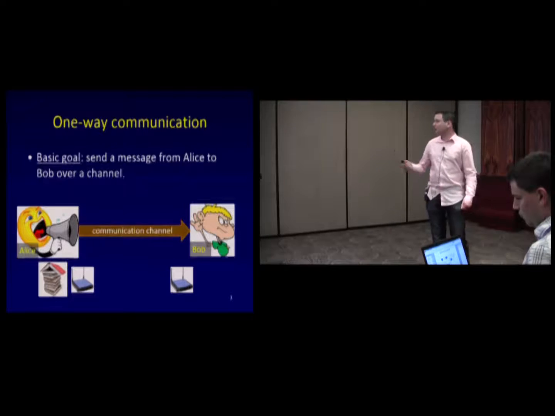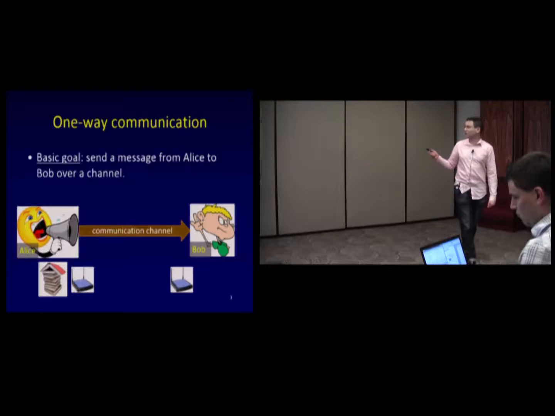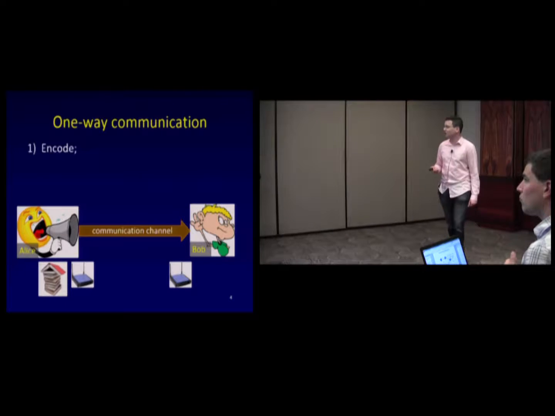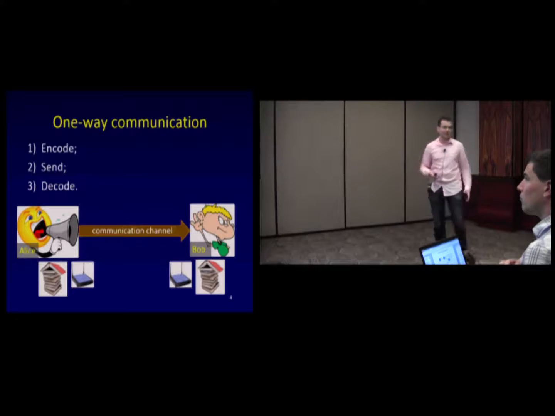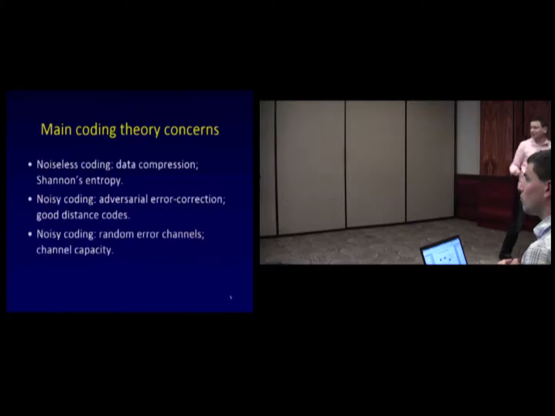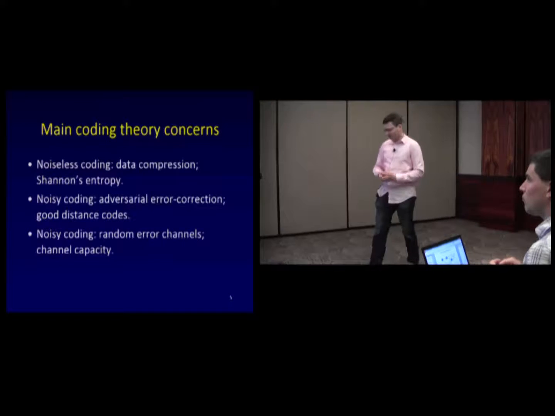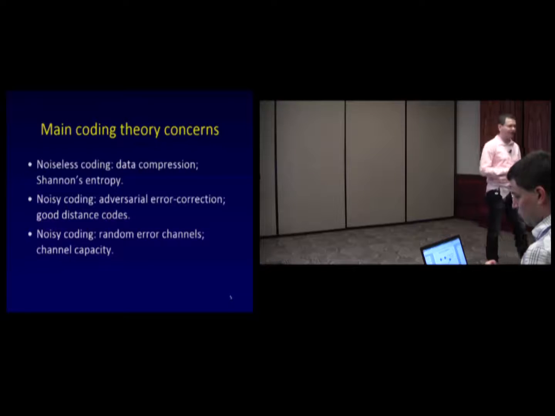So the basic goal in the one-way scenario is there is Alice, who is the speaker, and Bob, who is the receiver. There is some communication channel with some properties, and the goal is to send a message, which comes down to encoding the message, transmitting it over the channel, and then Bob decoding it. So that's basically one-way communication.